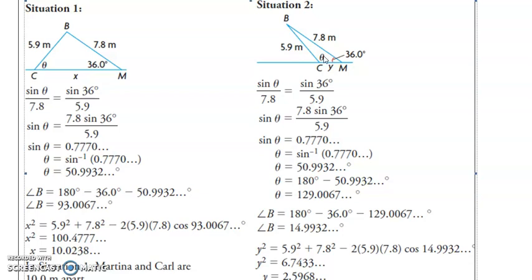So what we look at is we're going to subtract the 36. Sorry, we subtract the given angle from 180 and we get 129, which would make this angle B up here a little smaller. See, the B angles are different. And obviously the C angles are different because you still have to have three angles adding up to 180.